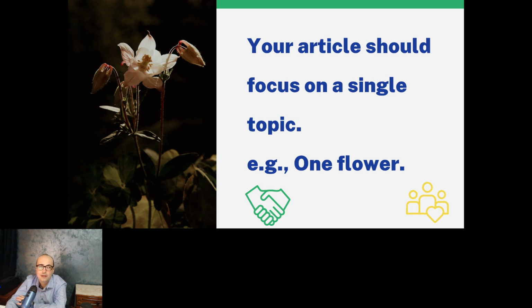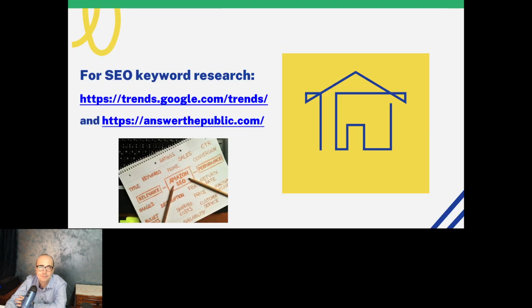If you have an article on flowers, write on a single flower, or if you write on multiple flowers, make it a general article with just one flower you focus on. Perhaps this is not the best example, but try to stick to a single topic. Don't write about too many things in one article.